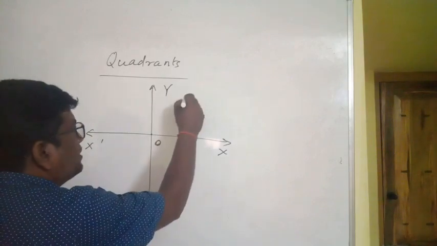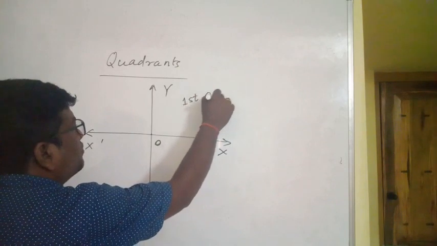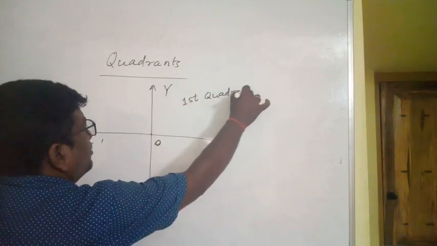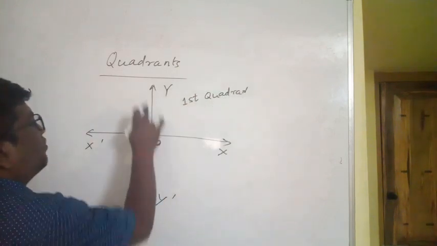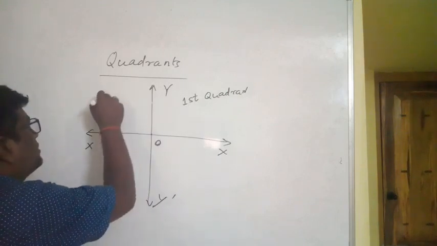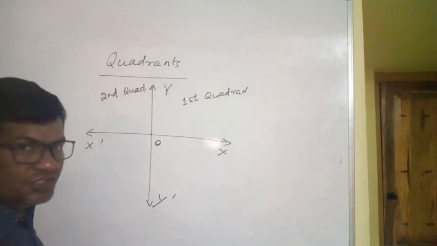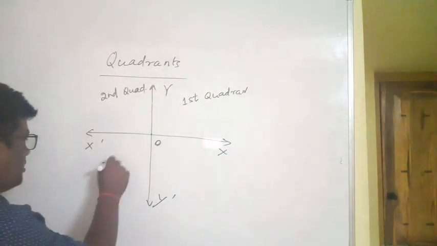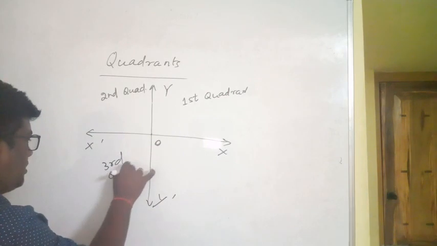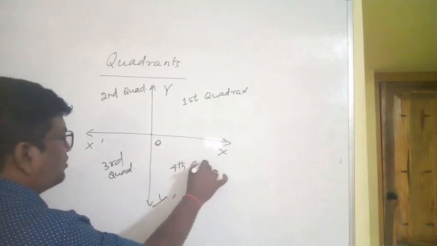This first part is called the first quadrant, that is XOY. This is the first quadrant, this is the second quadrant, this is the third quadrant, and this is the fourth quadrant.